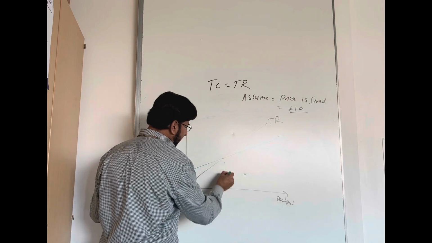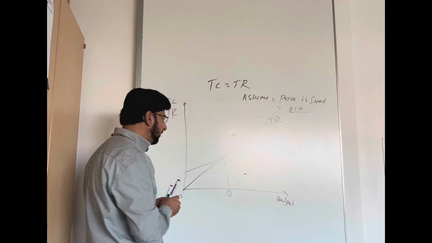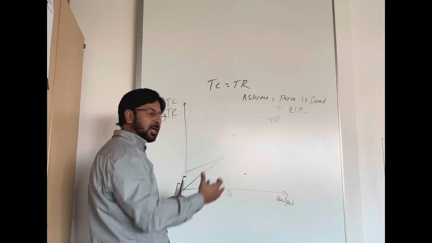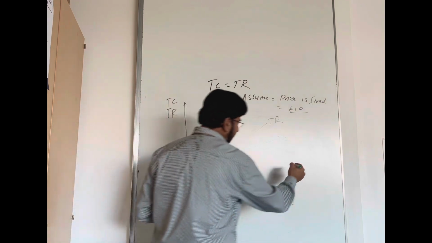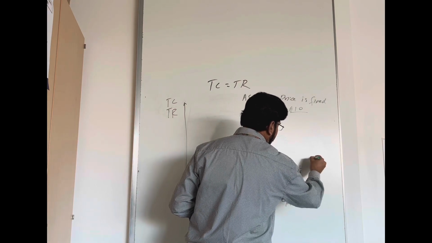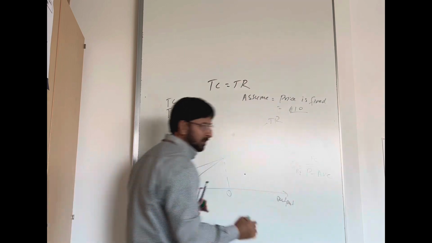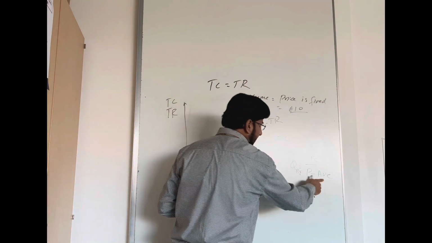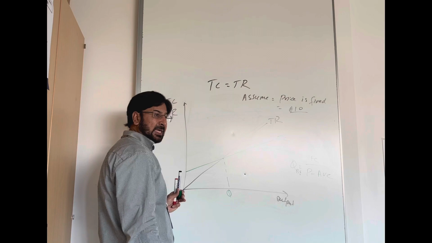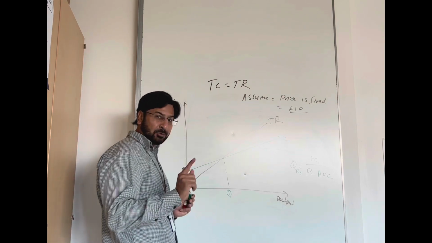At this point, break even happens because total cost equals total revenue, and using the formula I told you earlier, I can write it down again here. Your break even formula is price minus average variable cost. Remember, this is average variable cost, so you should be able to find average variable cost if total variable cost and output is given to you.